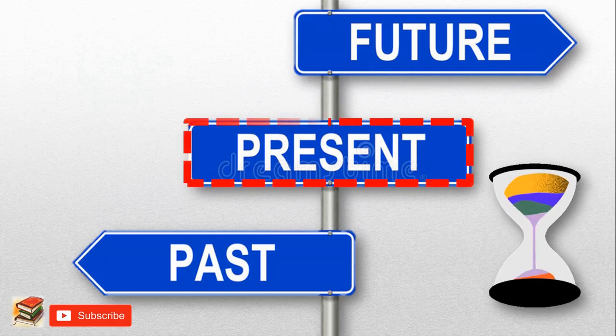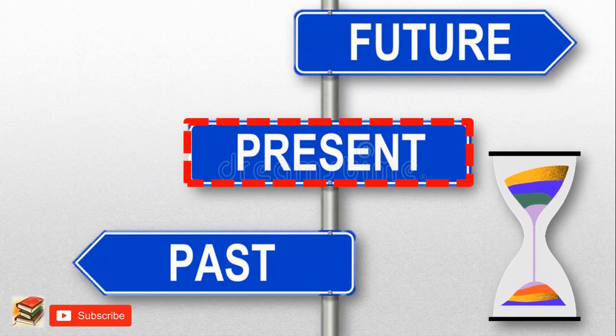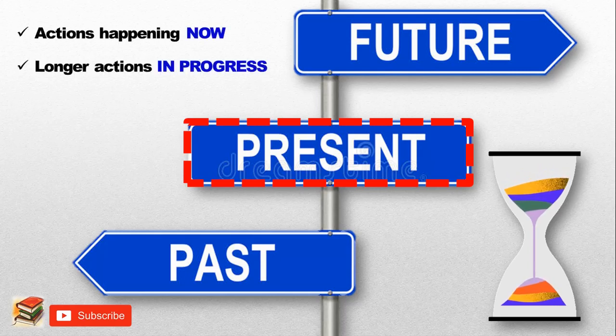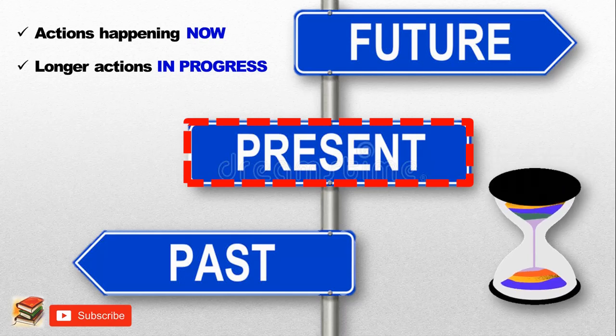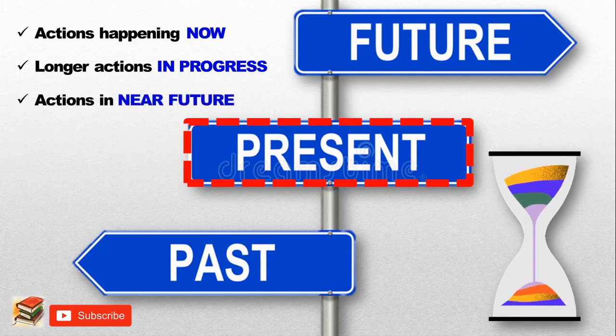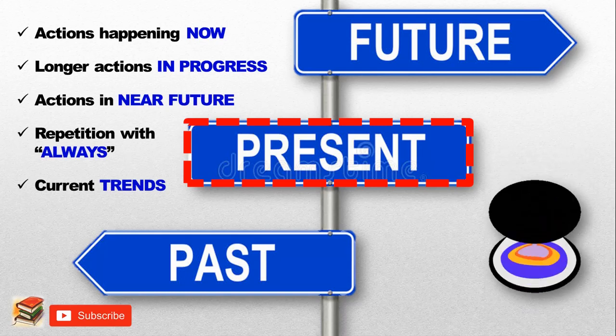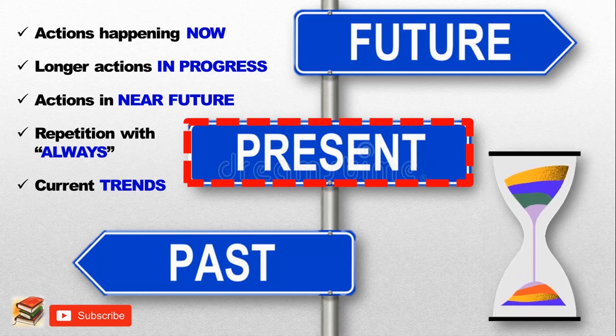Present continuous tense is usually used in the following scenarios. Actions that are happening now. Longer actions that are in progress. Actions expected in the near future. Repetition that uses the word always. And current trends. We will show you some examples for each scenario.